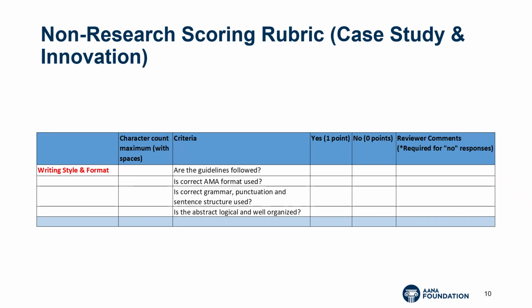The final section of the scoring rubric is writing style and format, and the criteria are as follows. Are the guidelines followed? Is correct AMA format used? Is correct grammar, punctuation, and sentence structure used? And is the abstract logical and well organized?